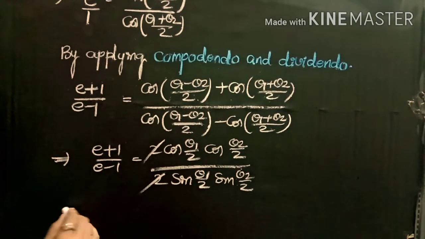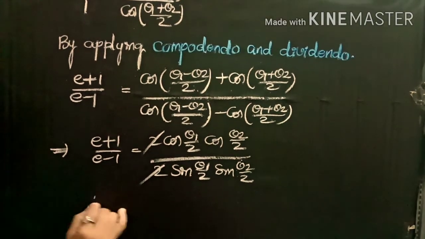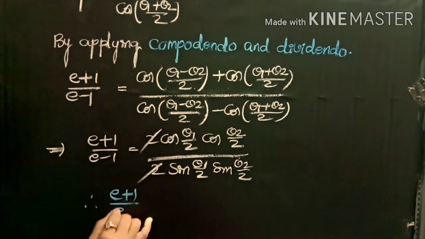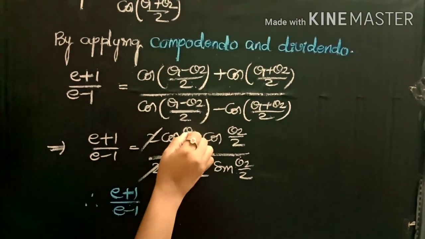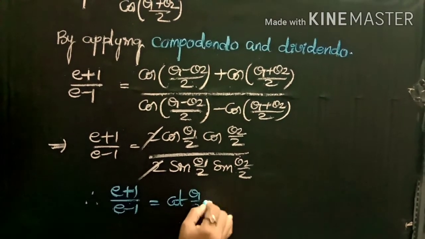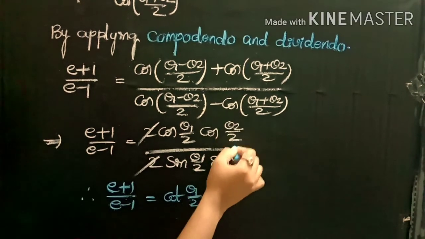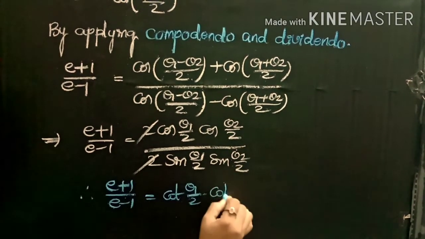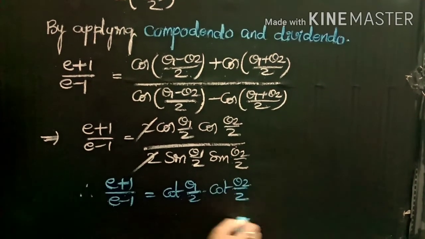Now here 2 and 2 get cancelled. Therefore the answer is e plus 1 by e minus 1 is equal to cos theta 1 by 2 by sin theta 1 by 2, that is cot theta 1 by 2, into cos theta 2 by 2 by sin theta 2 by 2, that is cot theta 2 by 2. That's all. This is the second answer.